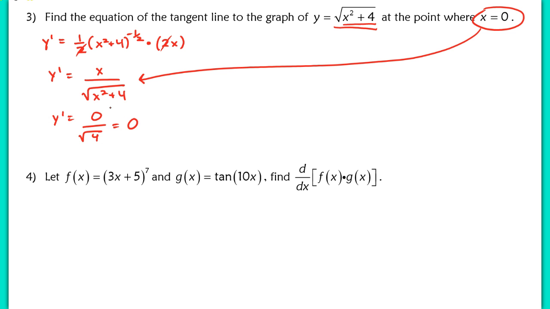Now what we need to do is figure out the actual xy coordinates. Because right now we don't know exactly where it's intersecting, we just know that the x value is 0, so we'd have to plug that into our function here to find y. So y in this case is equal to the square root of 4, or 2. So we're looking at the equation here, y is equal to 2. That is that horizontal tangent.